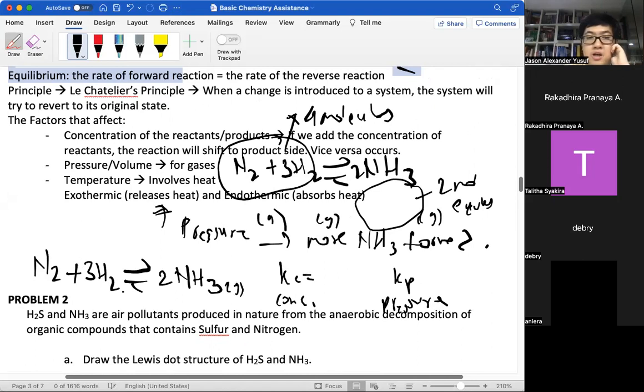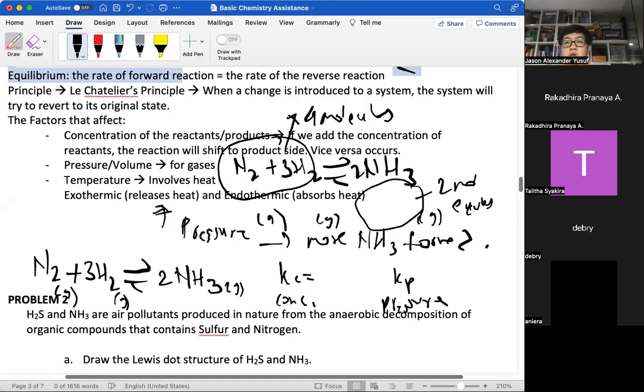Because all of this is gas, that means all of this would affect the reaction. And bear in mind, the reactants and products that we involve in the calculation of Kc and Kp must be both in aqueous or gas. Liquid or solid state will not affect the value of Kc or Kp.